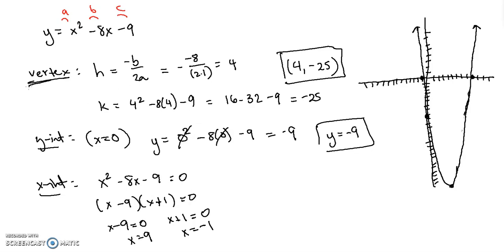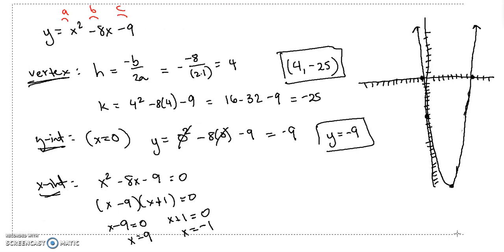You're going to look for the vertex and the y-intercept, and if they exist, you're going to find the x-intercepts too. If they don't exist, that just means you don't have x-intercepts. So you can have a parabola with no x-intercepts like that. All right, but you always have the vertex and the y-intercept.